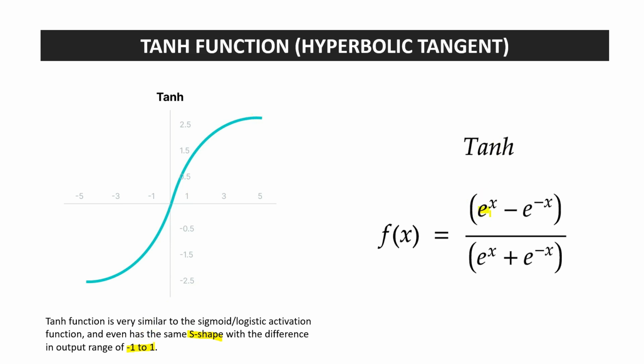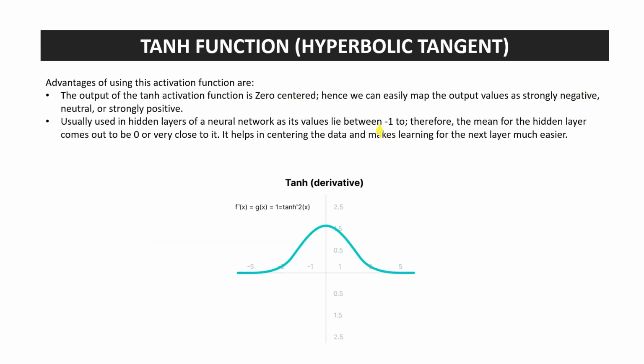This is the formula of the tanh activation function: e to the power x minus e to the power minus x, divided by e to the power x plus e to the power minus x. There are some advantages of using tanh. Number one, the output of the tanh activation function is zero centered. Zero centered means the value is normalized, because the value lies between -1 and 1. This is a standard form of normalization, and that's what's called zero centered.